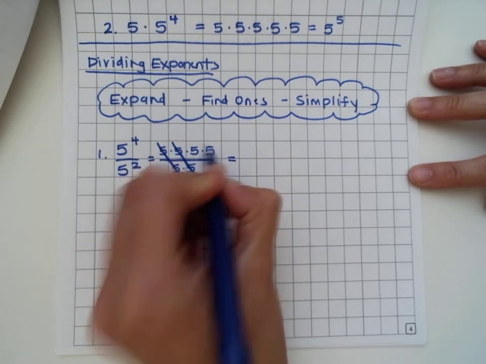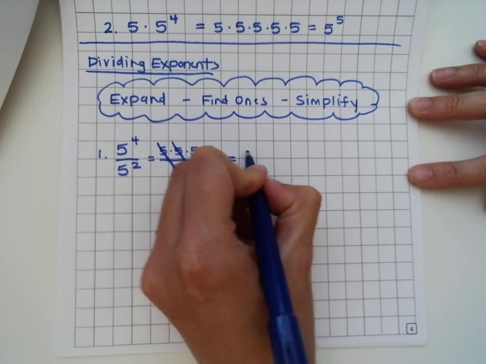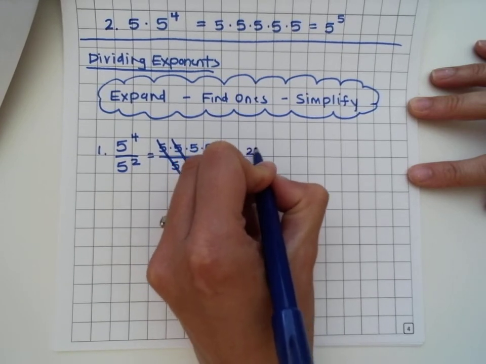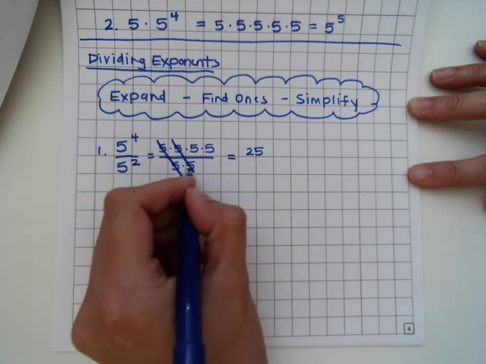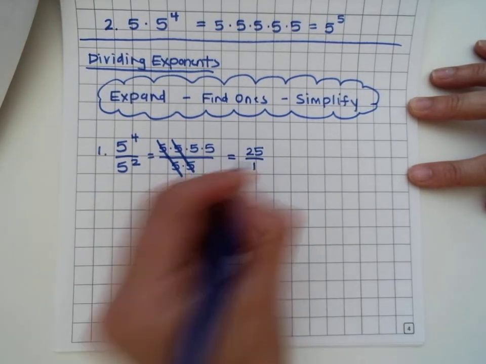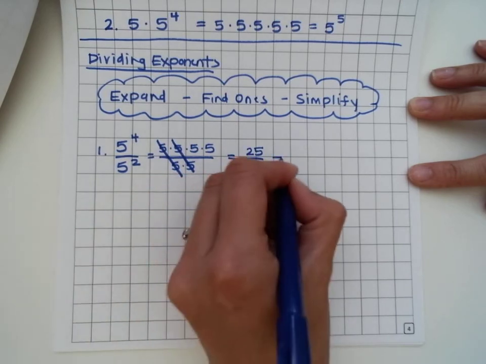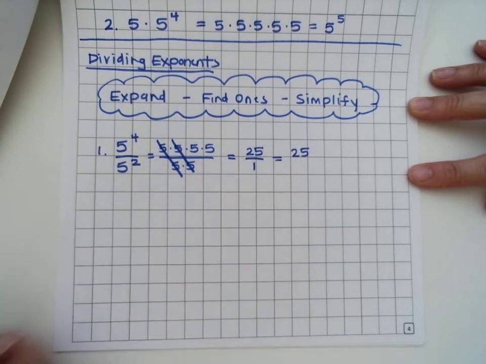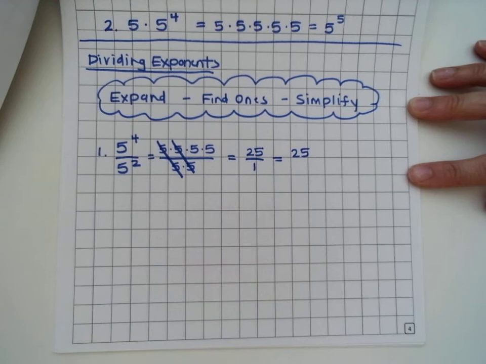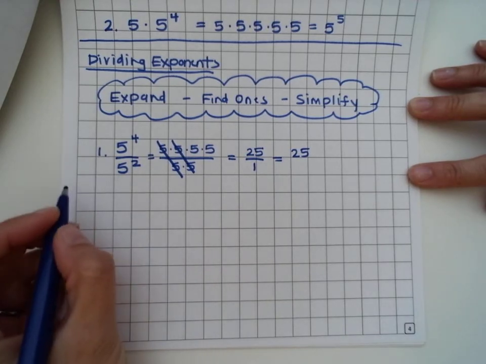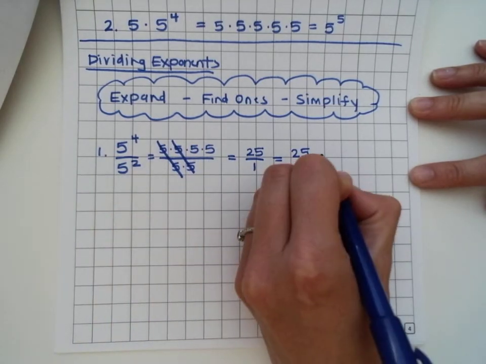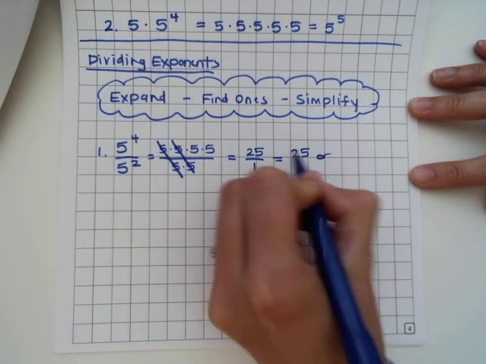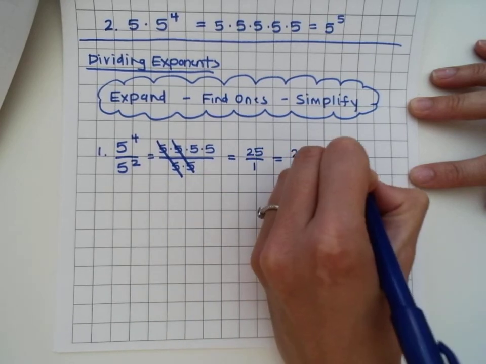So on the top we have 5 times 5, which is 25. And on the bottom, everything cancels out, which means that's just a 1. And 25 divided by 1 is just 25. You could also leave it as a power too. So we have 5 times 5, which is 5 squared.